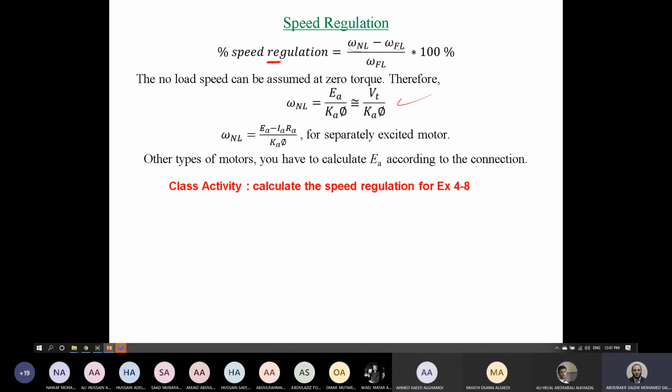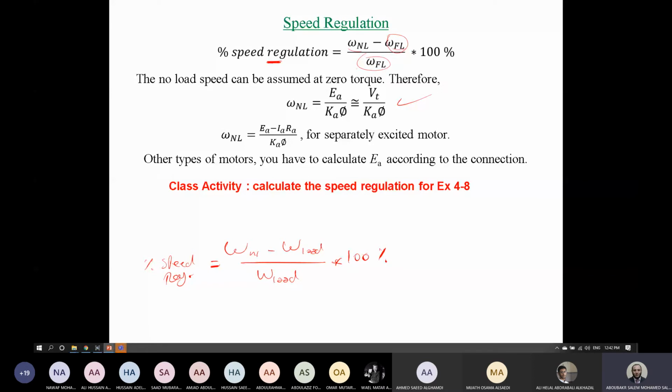And if we are working at half load, we should get the speed at half load instead of full load. Right? We can say omega no load minus omega load at any value of load. So it's the same way. Speed regulation equals this, multiplied by 100% also. This is at any kind of load.